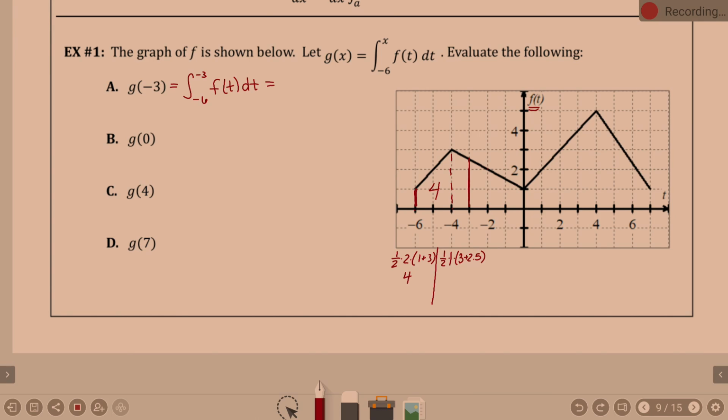3 plus 2.5 is 5.5. So I'm doing half of 5.5, which 5.5 is 11 halves, right? So 11 fourths, which is 2.75. Are you with me there? Yeah. So this integral that I was doing, I ended up breaking it up into 4 plus 2.75, and so I'm going to get 6.75. Are you guys with me? Yeah. Okay.